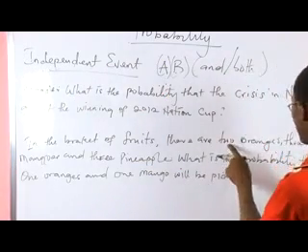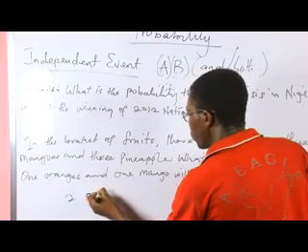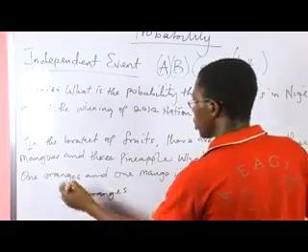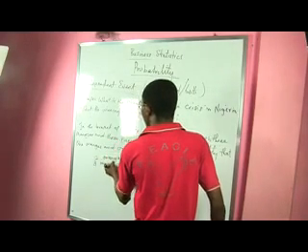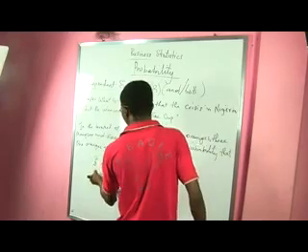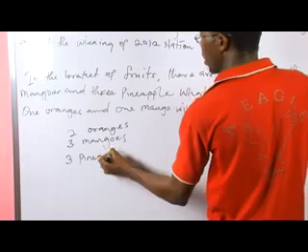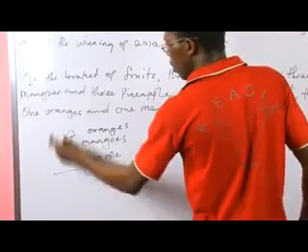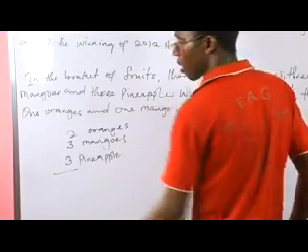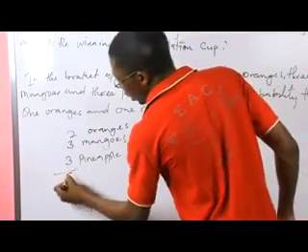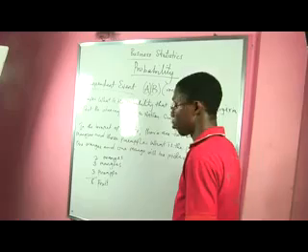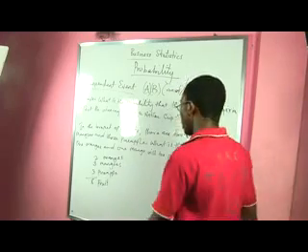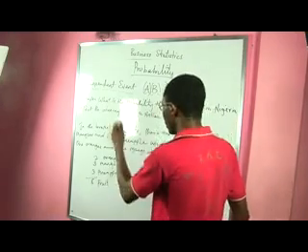Now looking at this, the total outcome will be 2 oranges, 3 mangoes, 3 pineapples. So making a total of how many fruits do we have? We have 8 fruits. So we have the total outcome to be 8.